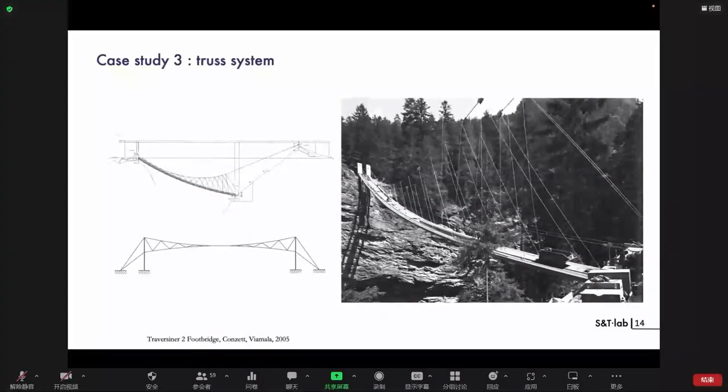Let's move to a truss, not a lattice truss this time. So there are no connections in the middle of the diagonals. Here there are cables that suspend the bridge. This is the second version of Traversiner 1, the Traversiner 1 being a bridge that collapsed.